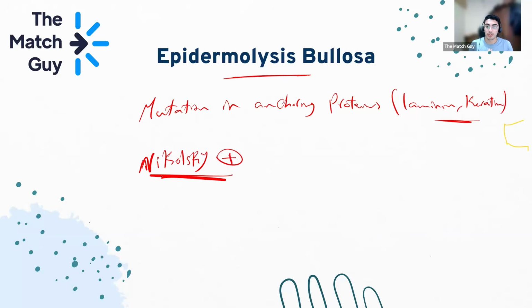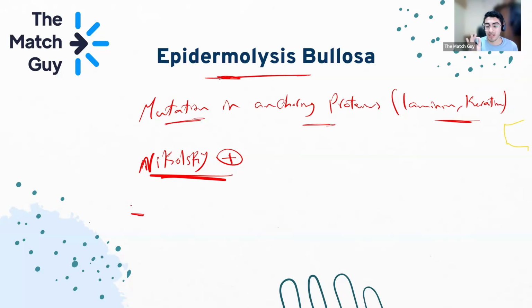I see lots of students mix up epidermolysis bullosa and staphylococcal scalded skin syndrome, because usually both of them present at a very young age, in the neonate or something like this, but they are completely different. Epidermolysis bullosa is something genetic, caused by mutation in anchoring protein. But staphylococcal scalded skin syndrome is an infection with Staph aureus.